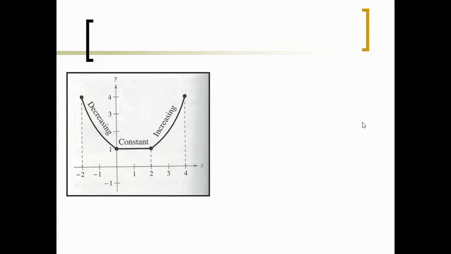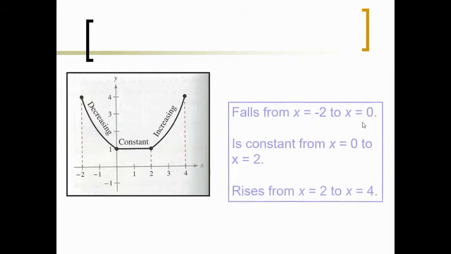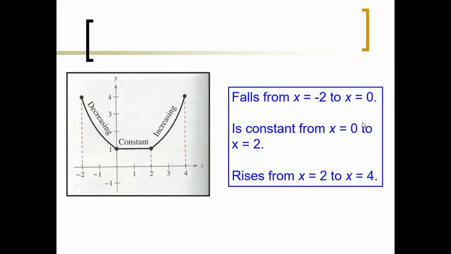This graph has a decreasing area, a constant, and an increasing. Notice the x values are going from -2 to 4. So when we talk about increasing and decreasing, we're always looking at the x values, okay? So it's falling or decreasing from x equals -2 to x equals 0. We have a constant line from x equals 0 to x equals 2, and then it's rising from x equals 2 to x equals 4, or increasing from that interval.